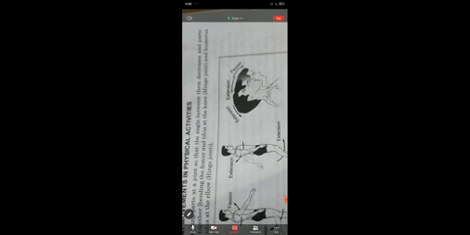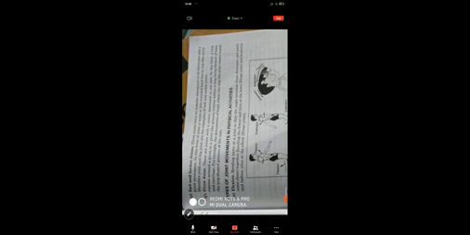So these types of joints are known as pivot joints, because in the movement of the head, the ring-like atlas rotates around the peg-shaped process of the axis.